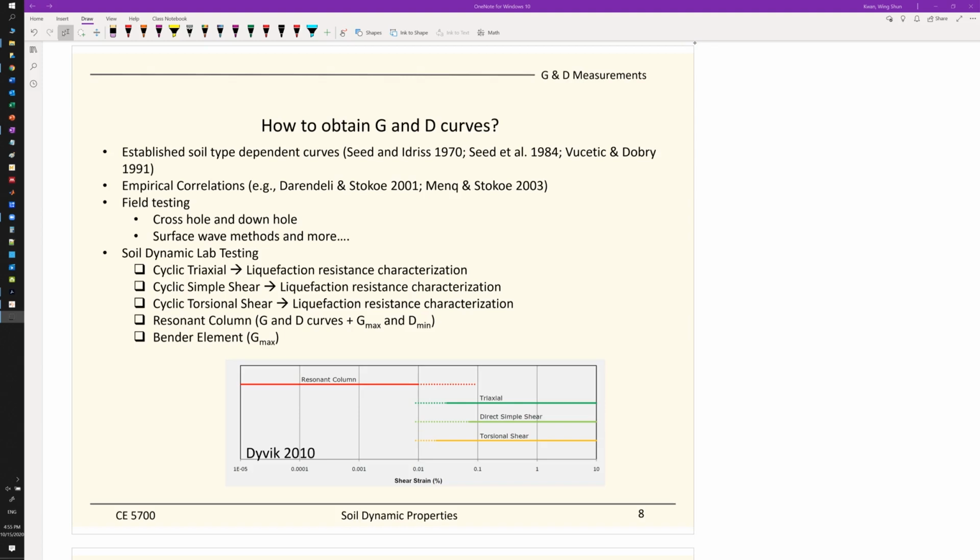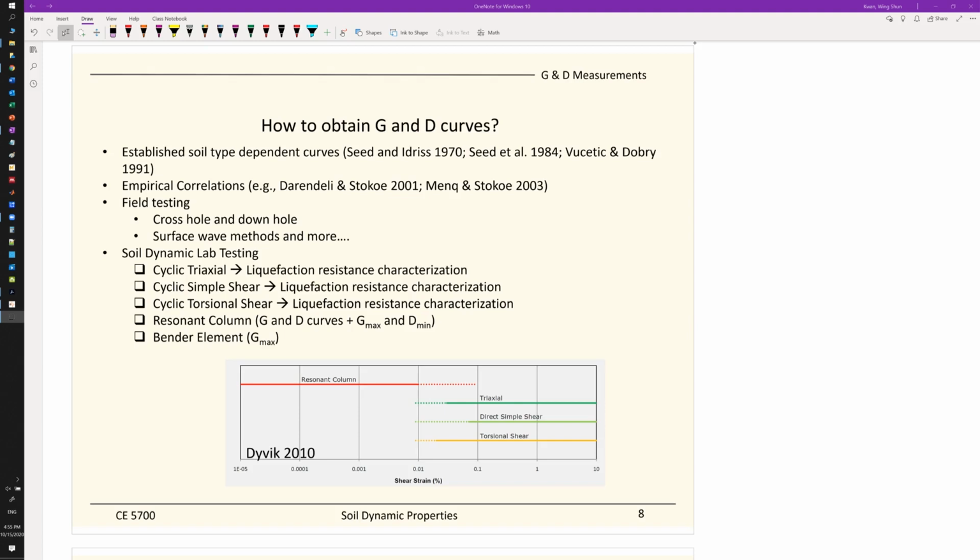So before we use those site response analysis programs, pretty much we need to have the shear modulus and damping ratio curves ready, such that we can perform our analysis. And there are a couple of different ways to establish those curves.